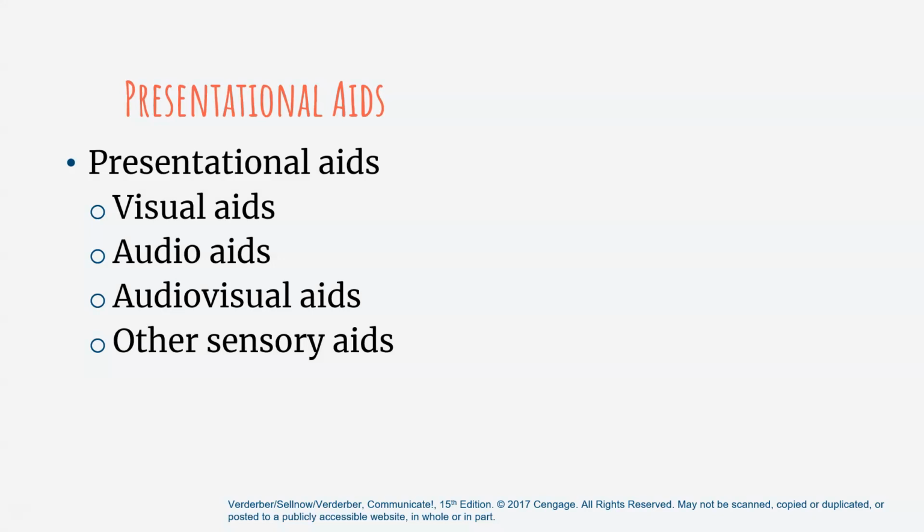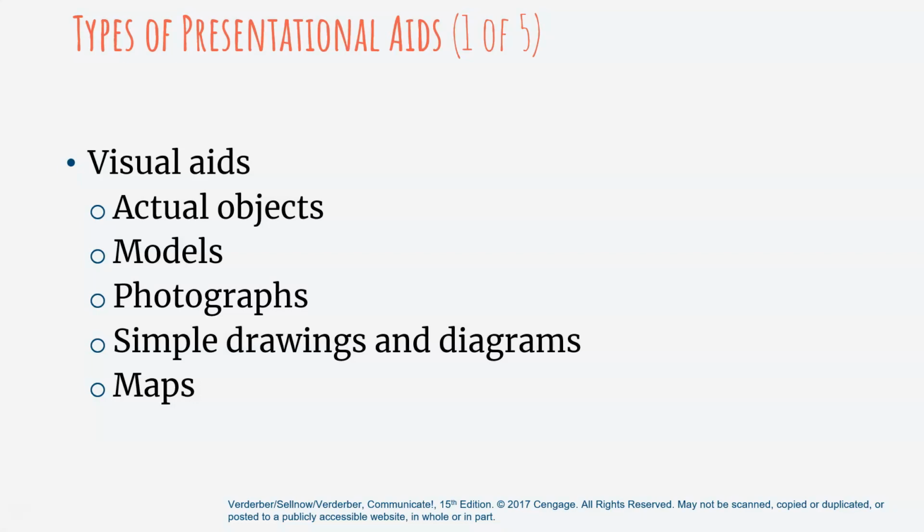So the different types of presentation aids. You can have visual aids, audio, audiovisual, and other sensory aids. Okay, a visual aid might actually be an object, a three-dimensional representation of an idea that you're trying to communicate. Or if you're talking about culture and you're talking about native dress in a particular culture, actually bring in that clothing. A model, if you're talking about something that's really big, you might want to bring in a small model of that to illustrate it.